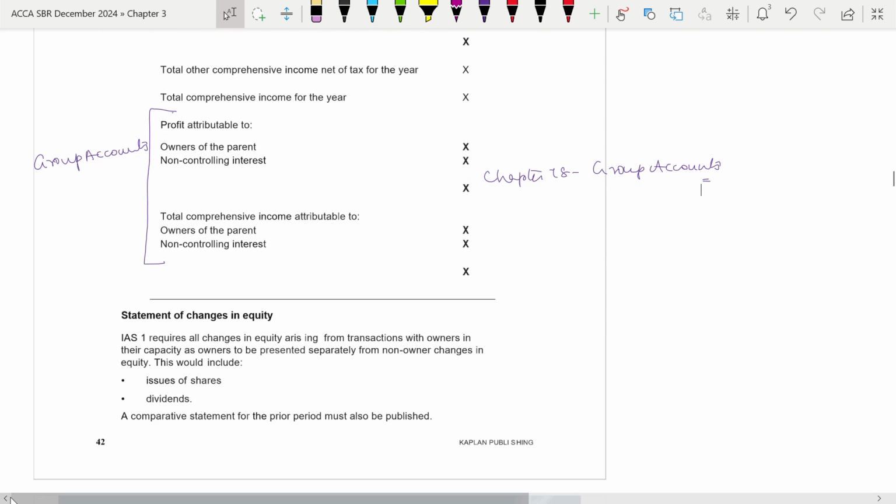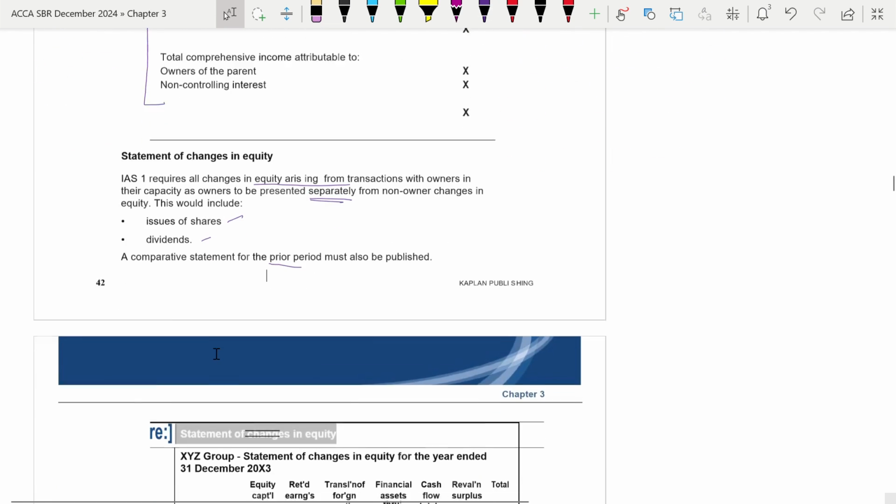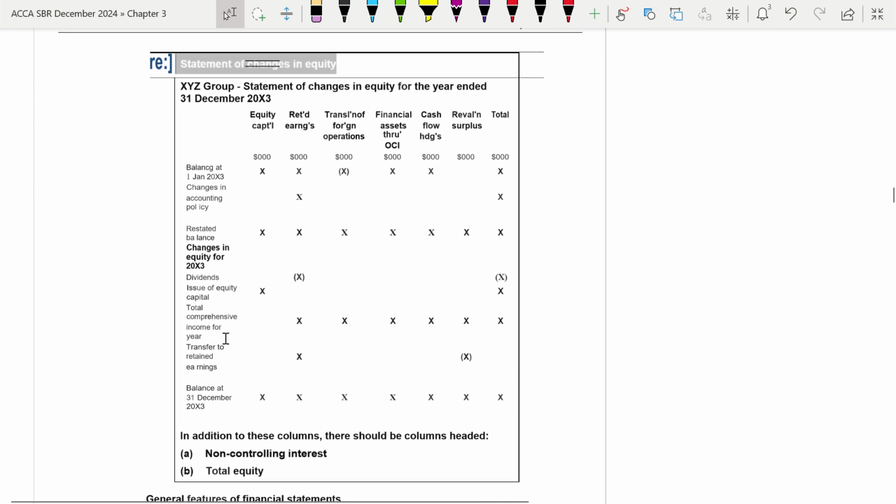Next, you have a statement of changes in equity. They say that it requires all changes in equity arising from transactions to be presented separately. This would include issue of shares, dividends, and a comparative statement. We are talking about the 2 years, opening balance and closing balance.